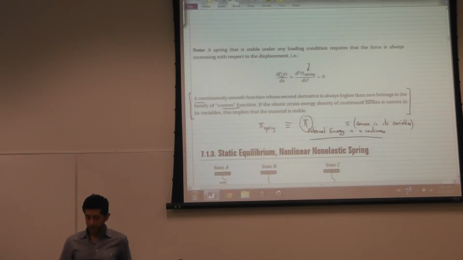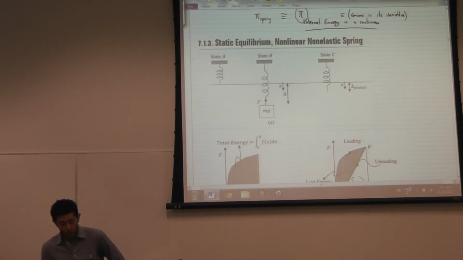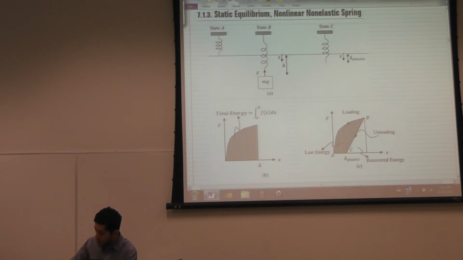Now, in the next lecture, if we finish what we want to finish today, maybe at the end of the next lecture, we're going to start introducing what we call plasticity, or plastic materials. So what's the difference between what we talked about now and plastic materials? The difference is that I don't have an elastic response, so pi spring is not equal to the integral of f of x dx.